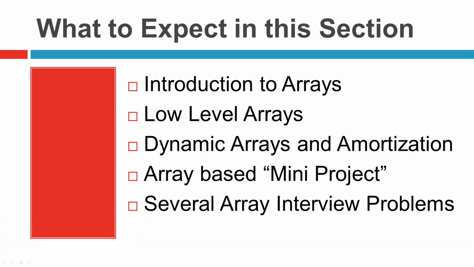So in this section, we'll get a brief introduction to arrays. That includes low-level arrays and dynamic arrays. We'll learn about how arrays are constructed, why they have the big O properties that they have. And we can think about that as the first section of this section of arrays.